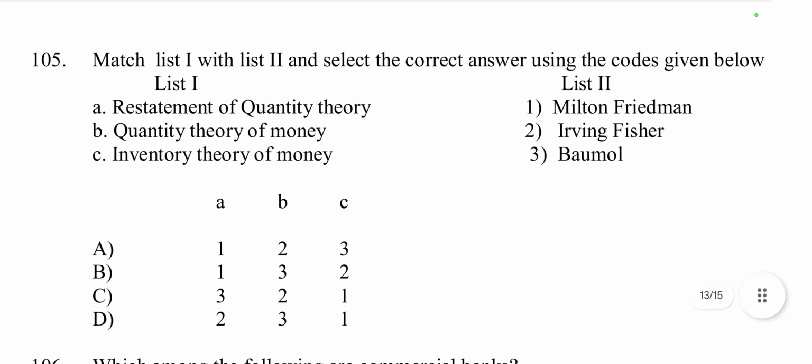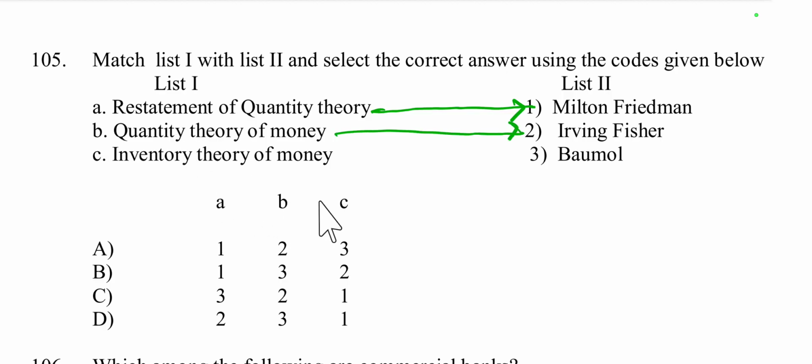Then question number 105, list 1 and list 2: restatement of the quantity theory of money, quantity theory of money, inventory theory of money. The restatement of the quantity theory of money was given by Milton Friedman, and the quantity theory of money by Irving Fisher.